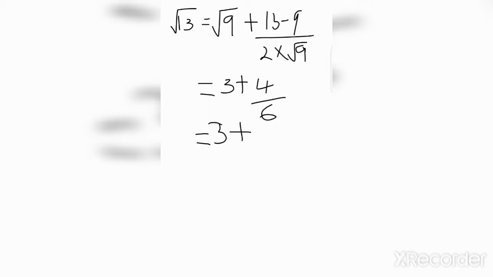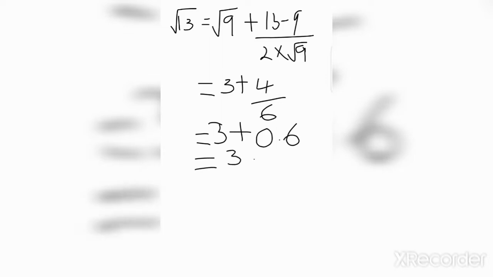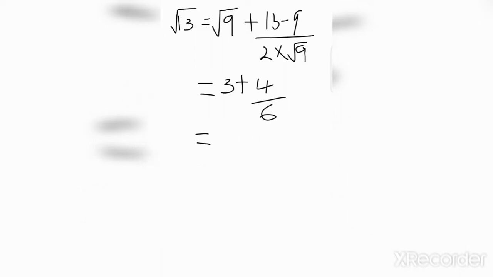And you don't round up. For example, in this case we got 0.666, you don't round it up to 0.7. No, you just leave it at 0.6. So 3 plus 0.6, you get 3.6. That's that.